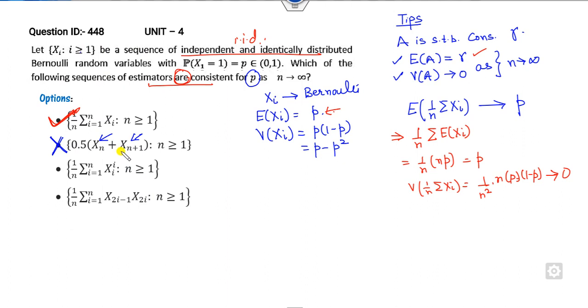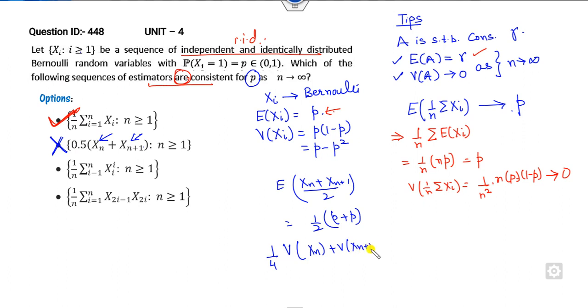Also, if you find the expected value of this, you can see it goes to (n plus 1) upon 2. So how can you find that? This is nothing but p plus p, that goes to p. But if you find the variance, what is that? 1 by 4 is outside, variance of Xn plus variance of Xn plus 1. This is 1 by 4 times pq plus pq, which does not go to 0, so that option is cancelled out. Similarly, this option is also cancelled out because of the product form.